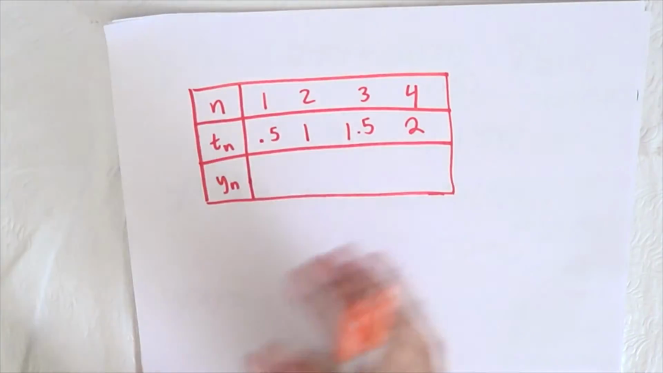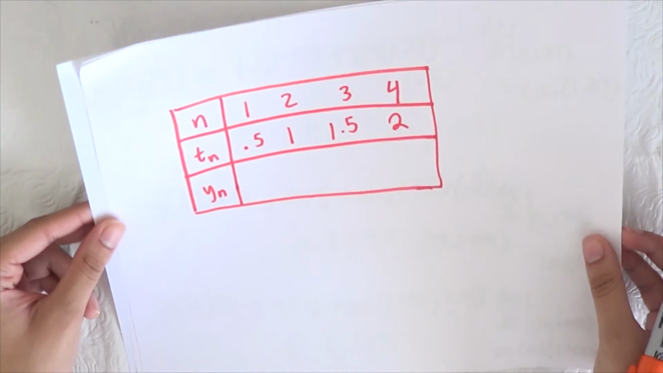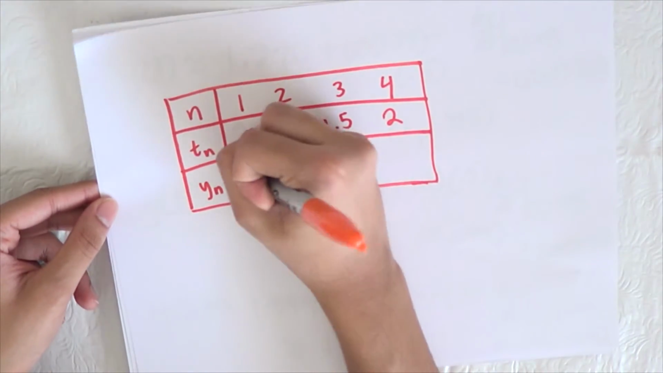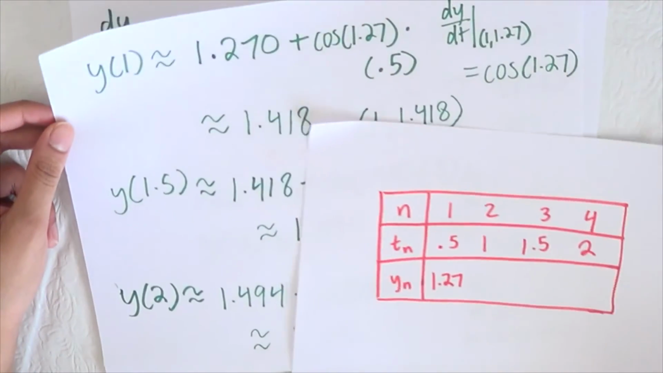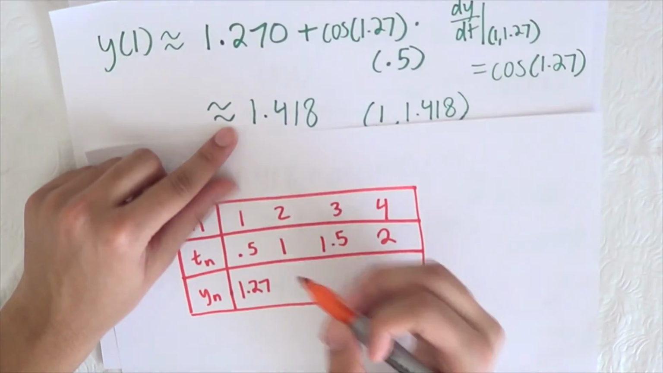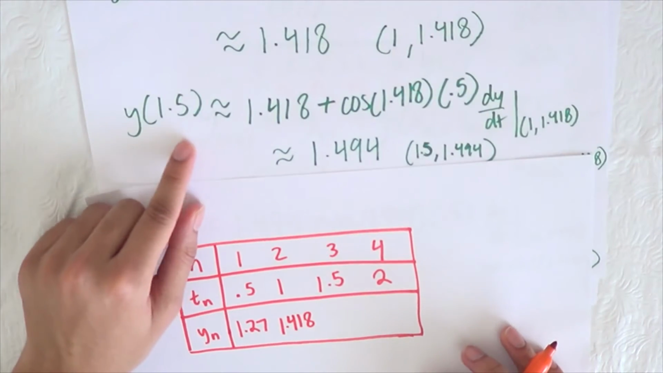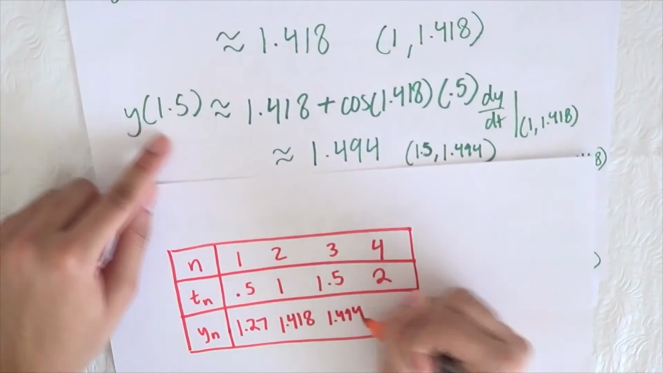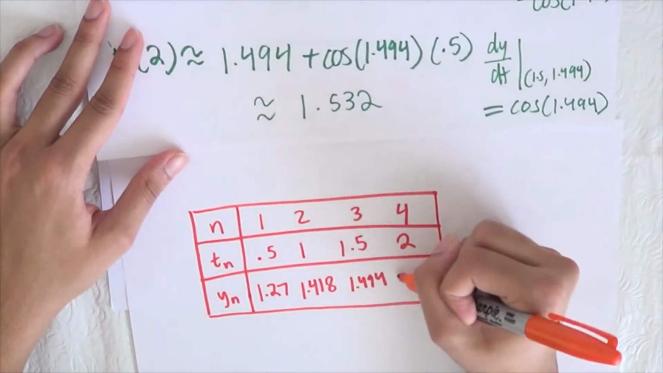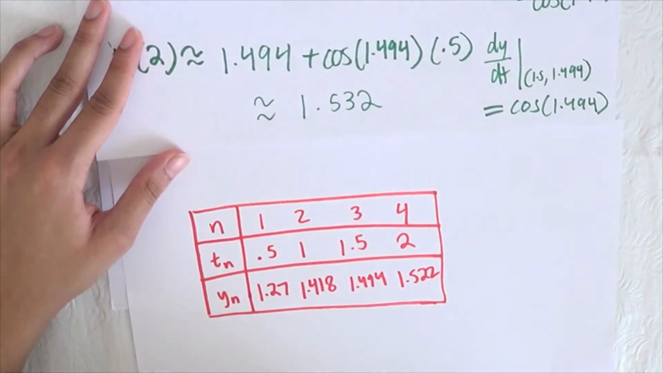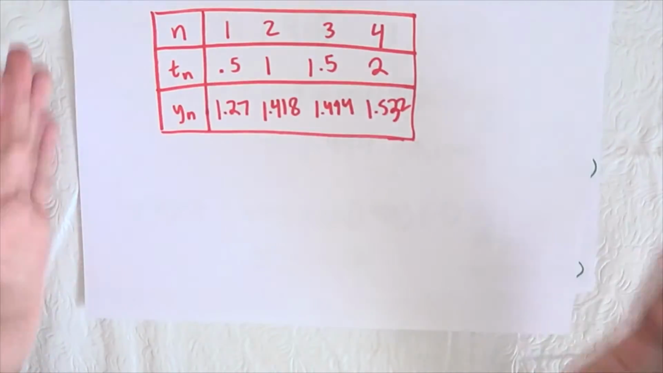And for our y values, this is just all the work that we did to get our approximations. These are just the approximations. So for 1, I believe it was 1.27. For our second one, it was 1.418. And for 1.5, it was 1.494. And for y of 2, it is 1.532, sorry. So that's just the table for it. And from the table, you can make your graph.